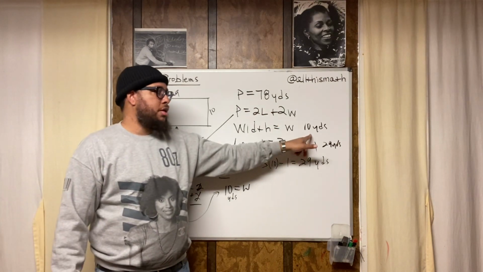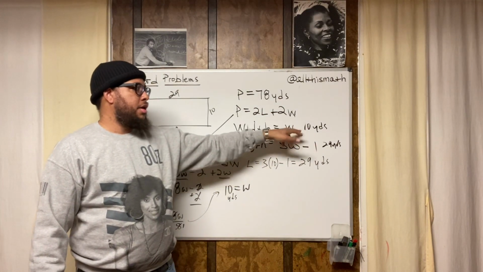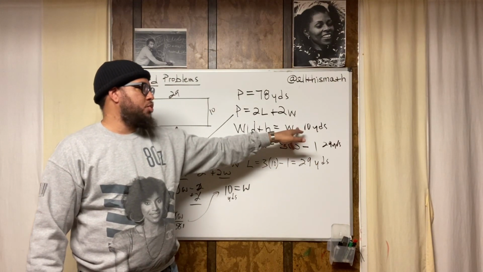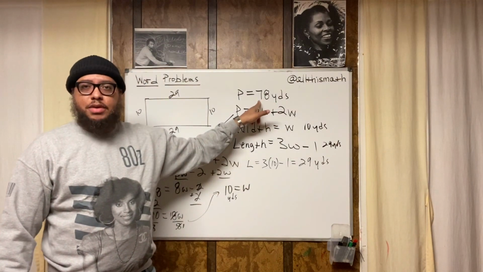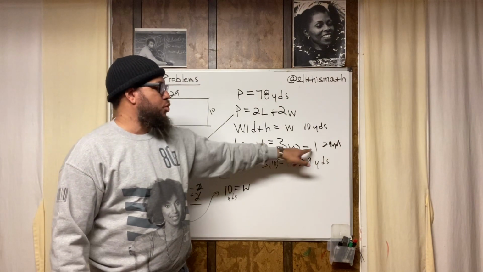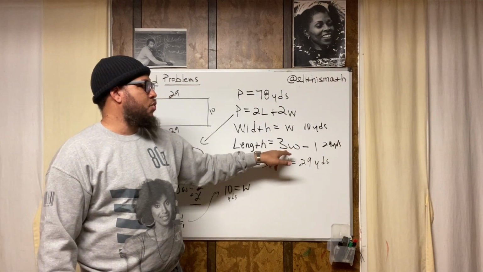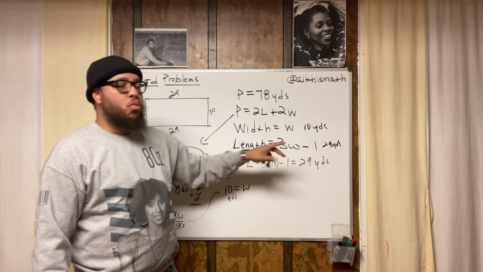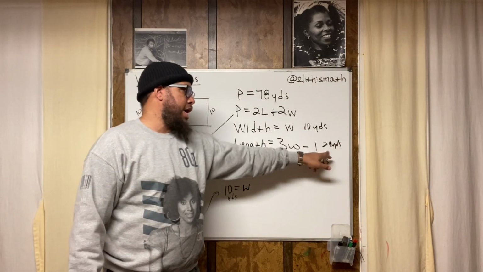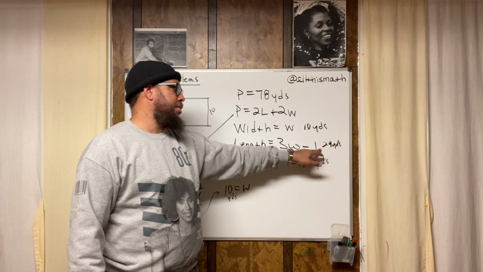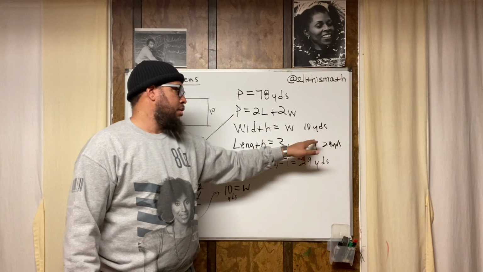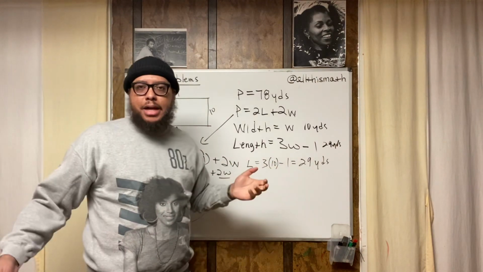But you got to make sure that the right number is the width and the right number is the length, because if you flip the numbers, and you said the width was 29 and the length was 10, you would still get 78, but that wouldn't be right. You know why? Because the problem said that the length is 1 yard shorter than 3 times the width. So that means the length has to be 29. The length can't be 10 because 10 is not 3 times 29 minus 1. It's just not.